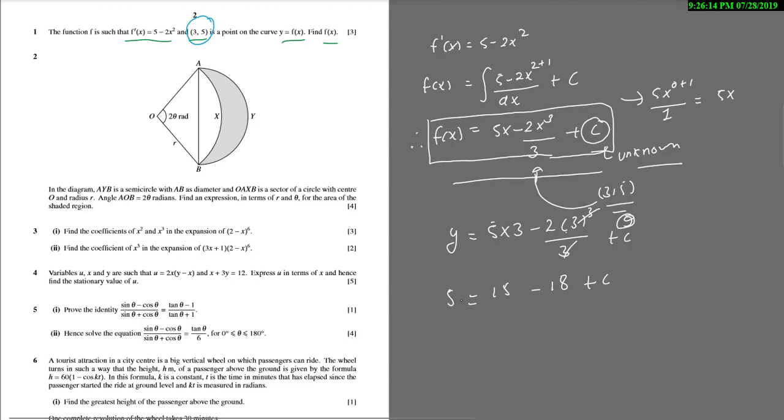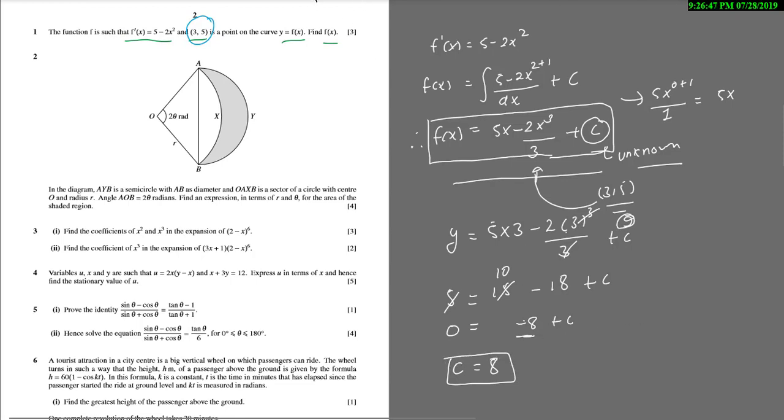Here is simple arithmetic. 15 minus 18 gives us minus 3, so we end up with minus 3 plus c. And when we transfer this negative number to the other side, it becomes positive. So we have positive 3. We got the value of c.